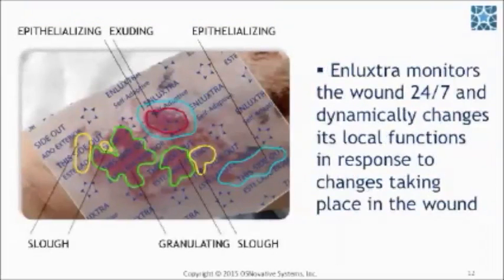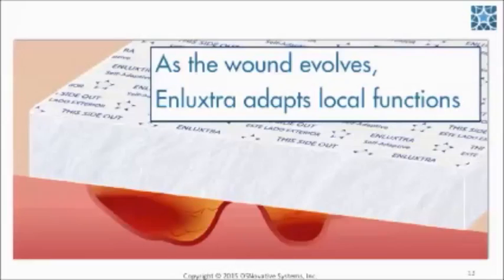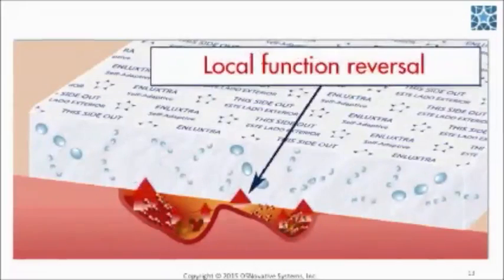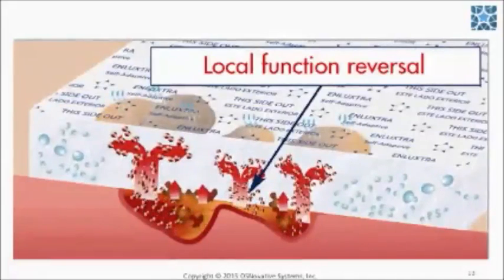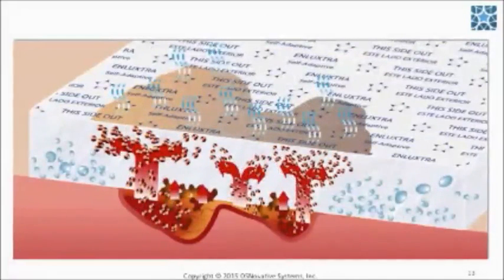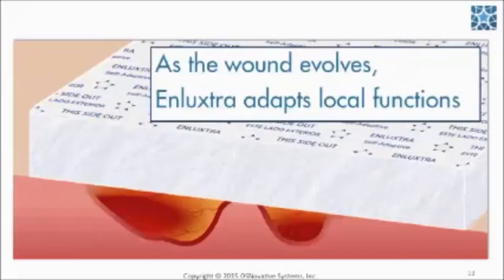In this way, Enluxtra is able to monitor the wound 24/7, dynamically changing its local functions in response to changes taking place in the wound and supporting the wound healing process at all times. As the wound evolves, Enluxtra continues to adapt its local functions and treats every area of the wound separately, thus helping continue the normal healing process.